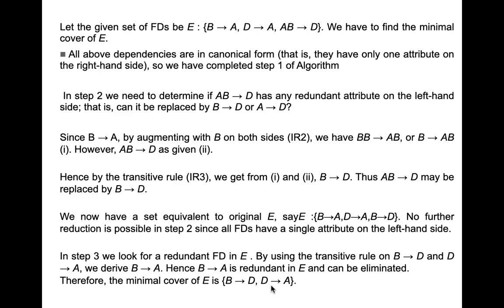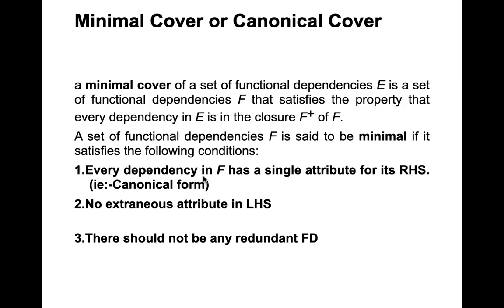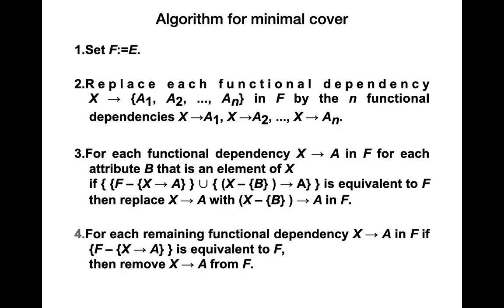So this is the minimal cover of E. E was actually this one, and by following those three steps we got E as this. So this is the minimal cover of E; that is, this satisfies all these three conditions. Now there is an algorithm to find this minimal cover. The algorithm as such has not been asked. If asked, you can also write it in sentences. You don't have to learn this algorithm by heart.